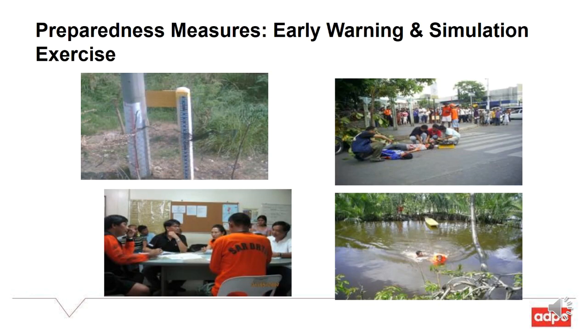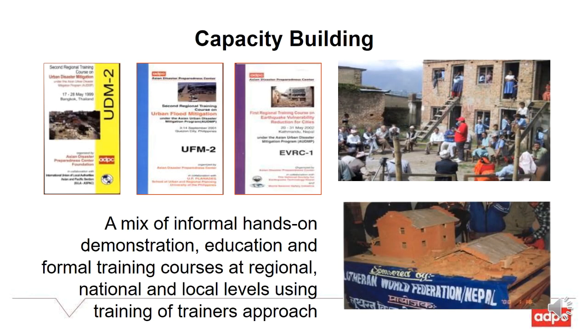Some examples of preparedness measures are here. One is early warning and simulation exercises. Another is capacity building, a mix of informal hands-on demonstration, education and formal training courses at regional, national, and local levels using a training of trainers approach.